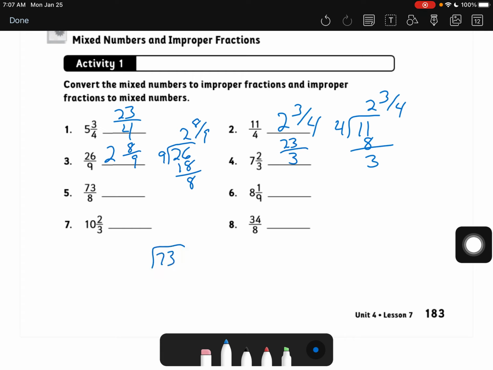And number 5, we have to divide again. 73 divided by 8, and 8 goes into 73 9 times. 9 times 8 is 72, remainder of 1. So that's 9 1/8.